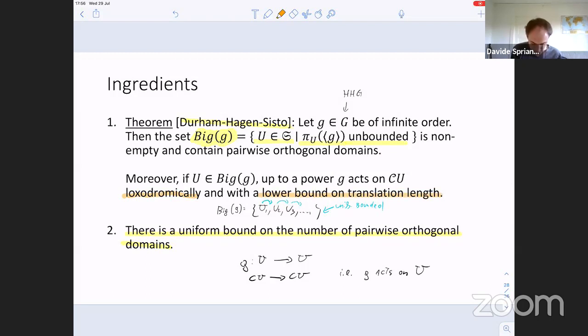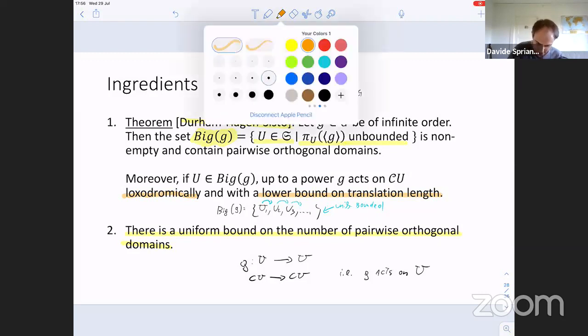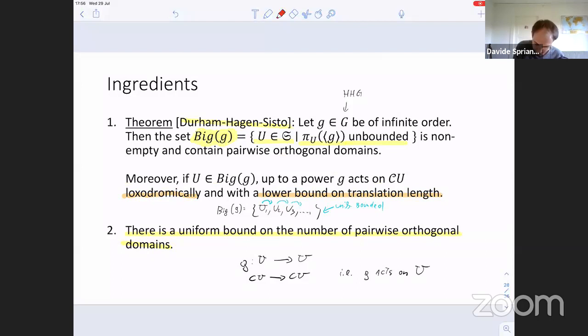Uniform from the choice of g? Whenever I say uniform, I mean uniform for the whole group. I don't know which uniform you refer to, but the lower bound is uniform over g in G, and also the bound on the set of pairwise orthogonal domains is uniform, since it is just a feature of the domains, which are defined abstractly.